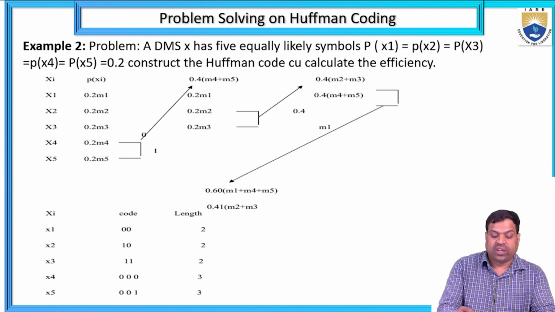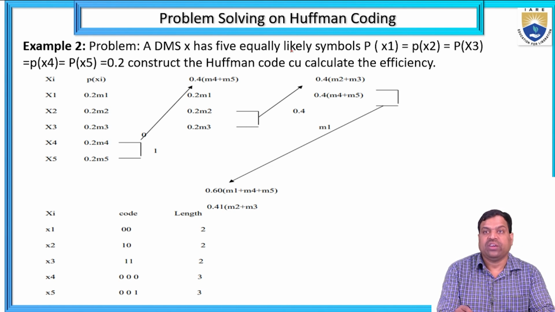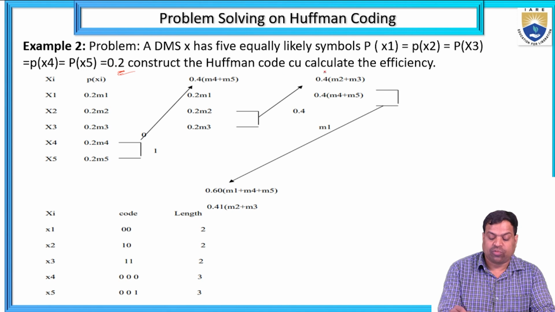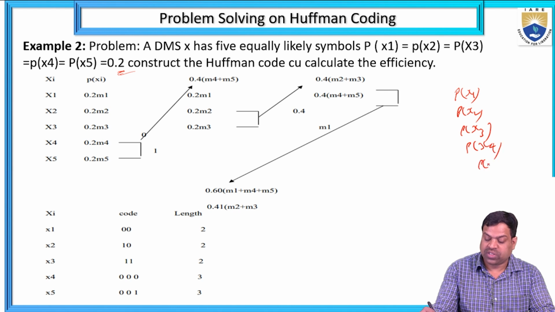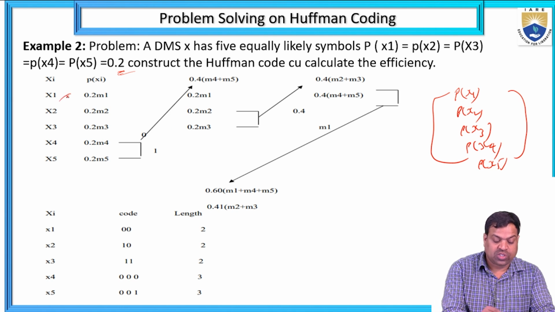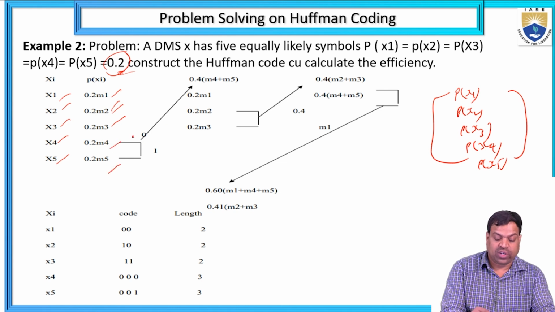So I am taking another problem: a DMS X has 5 equally likely symbols, P of x1 equal to P of x2 equal to P of x3 equal to P of x4 equal to P of x5 equal to 0.2. Construct the Huffman code and calculate the efficiency. So already they give P of x1 to P of x5, equal to 0.2. It is like this.